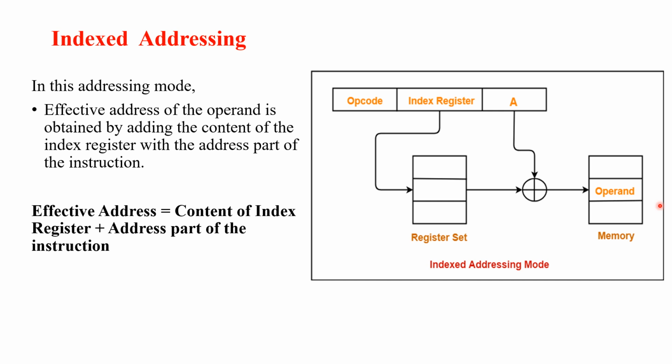For instance, if the index register contains a value that points to the base address of an array, adding the instruction's address part allows the program to access specific elements within that array. This mode is particularly useful for operations and data structures such as arrays, where the base address is known and the index can be varied dynamically during execution.